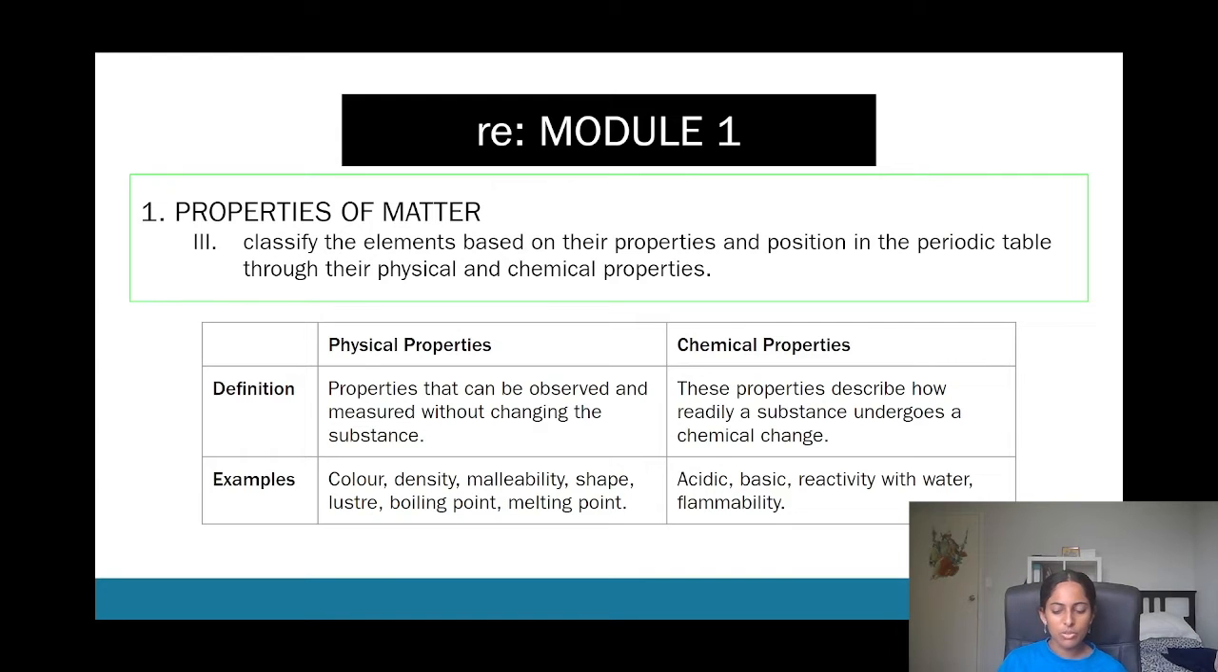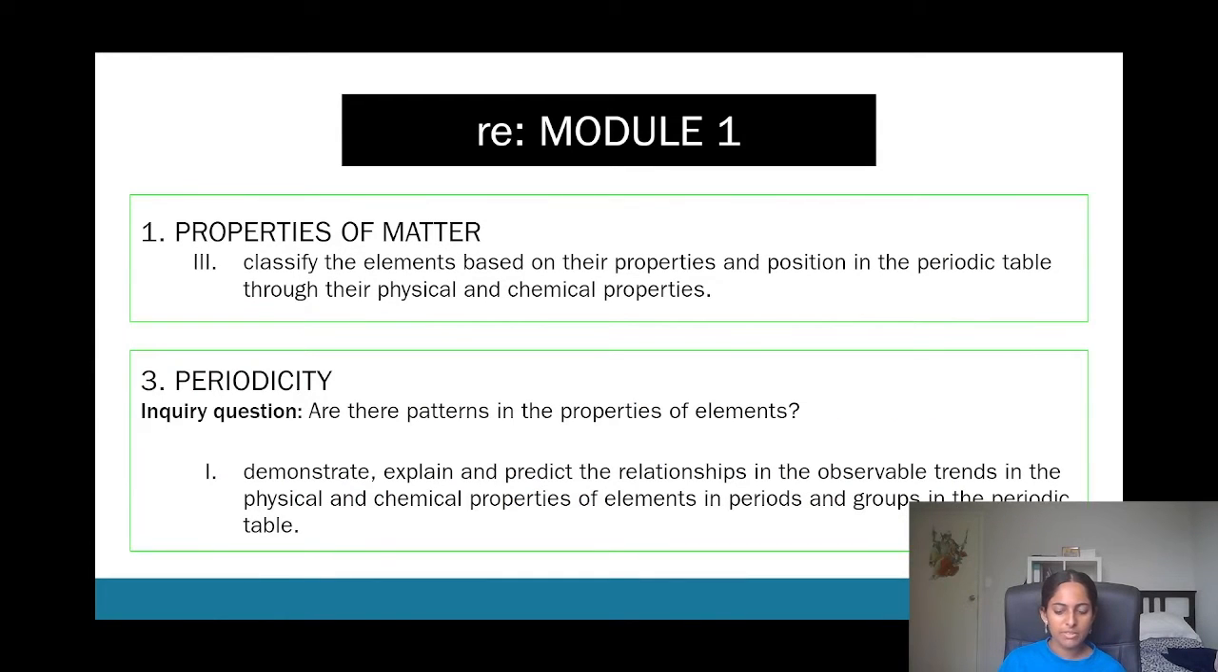And I've pretty much explored physical or chemical properties of matter. The next section of that inquiry question is also how it looks like in the periodic table. And I'm also combining it with the third inquiry question of periodicity. So that's pretty much just asking, what are the patterns in your periodic table?